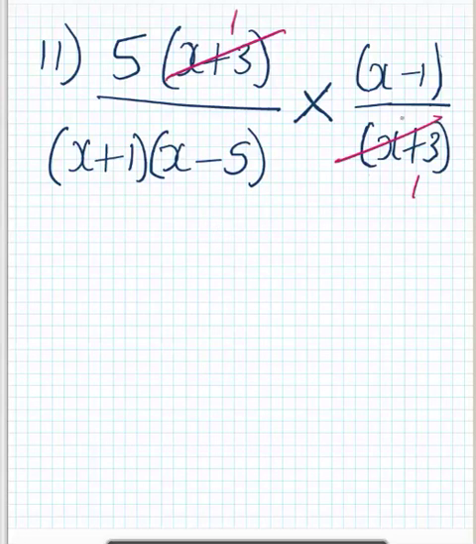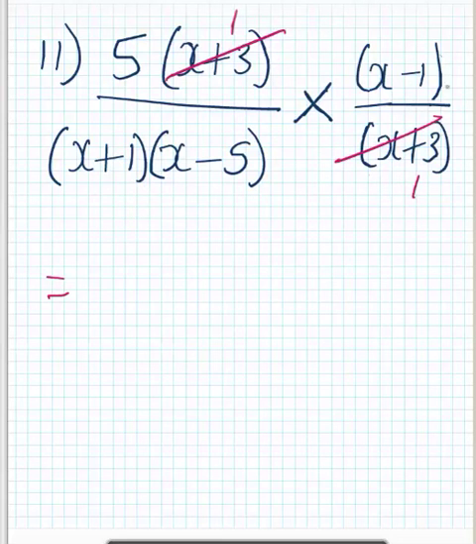Let's have a look at x minus 1. Do you see any x minus 1s on the bottom? Now be careful, this is not x minus 1, it's x plus 1. I can't cross them off, so they're both stuck there. And x minus 5, there are no x minus 5s on top, so it's stuck there as well. So our answer will be this.